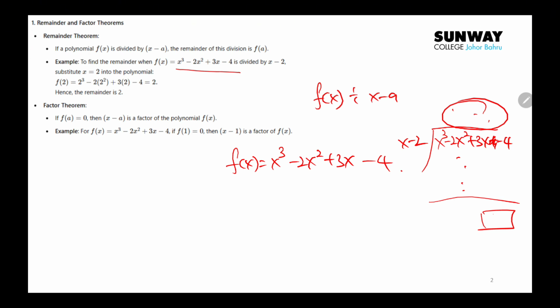So rather than doing this, we can basically just substitute the value, and the value we are going to substitute is going to be the a value. In this case, because we are going to divide by x minus 2, we are going to substitute the value 2. So f(2), when you substitute, you will be able to get 2. So you can conclude that the remainder of this particular function divided by x minus 2 is going to be 2.